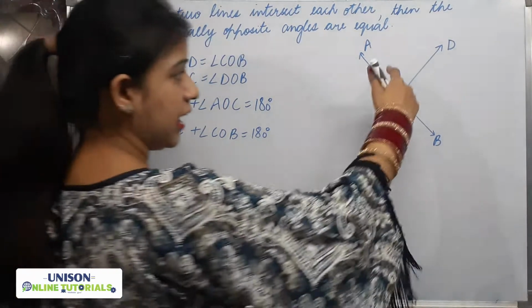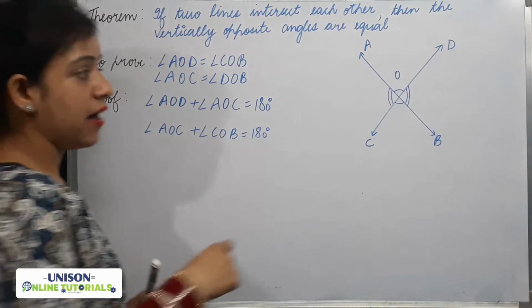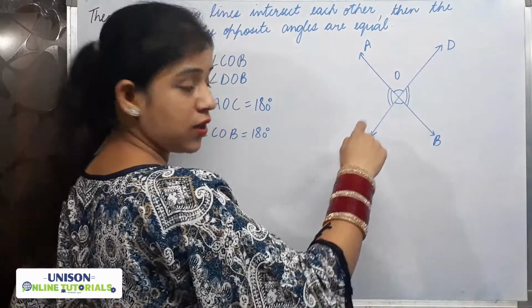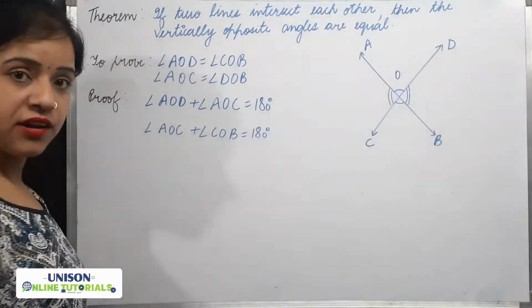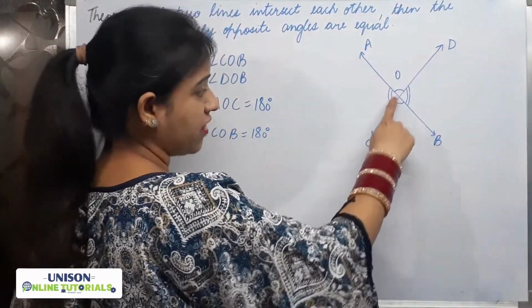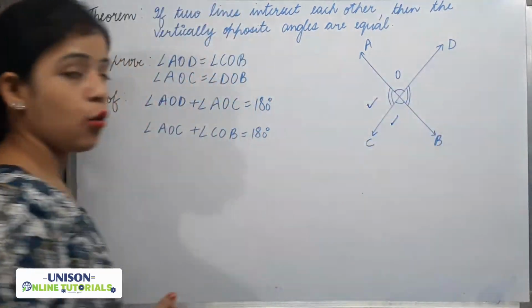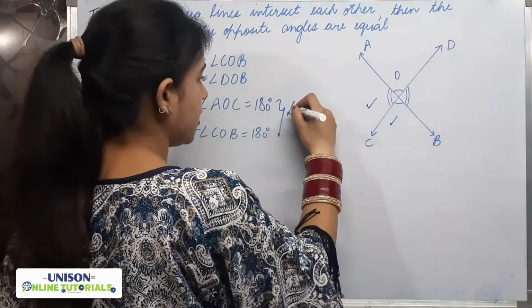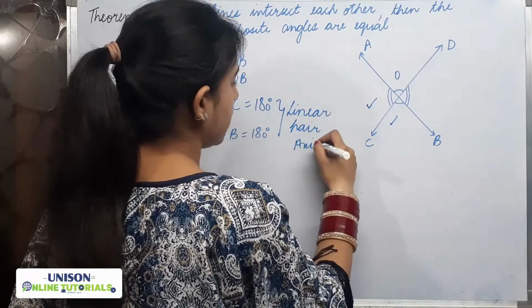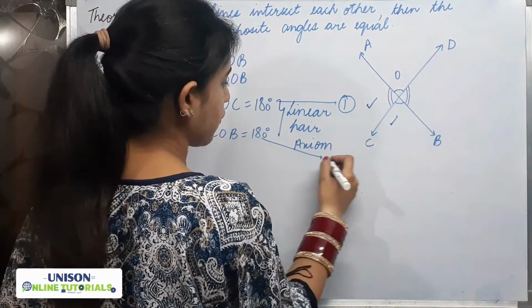First of all, angle AOD plus angle AOC equals 180 degrees. Why? As ray OA stands on the straight line COD, we can say that the sum of these angles is 180 degrees. Similarly, we take the line AOB. Now ray OC stands on this line AOB, so the sum of this and this angle is 180 degrees. The reason for both these is the linear pair axiom. Remember the linear pair axiom? Now, this is the first equation and this is the second equation.